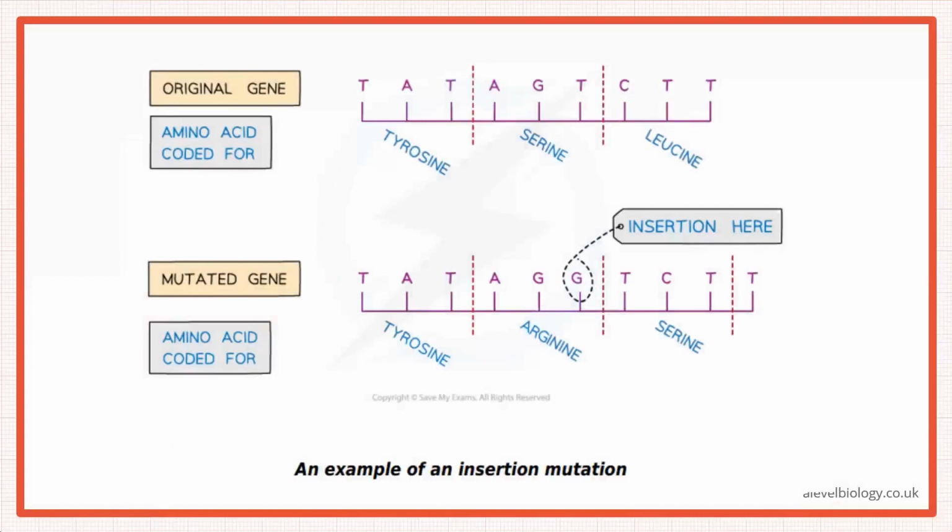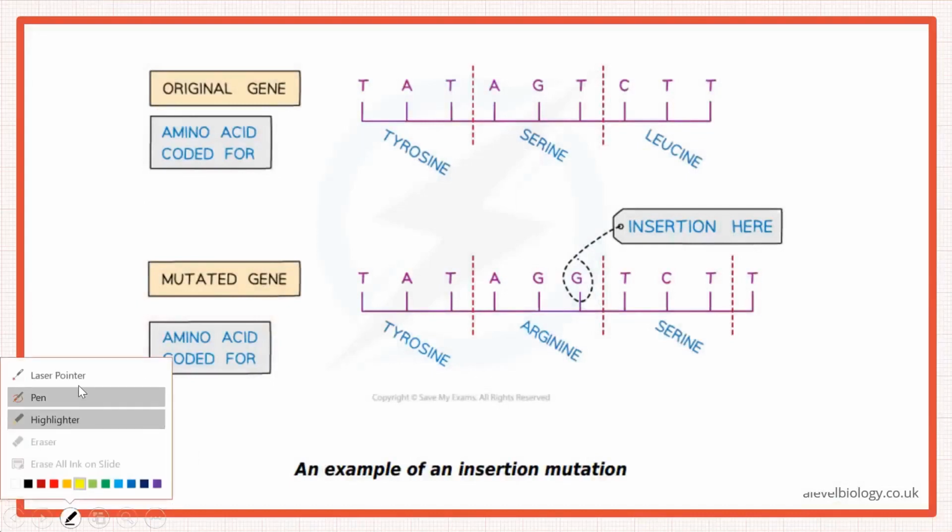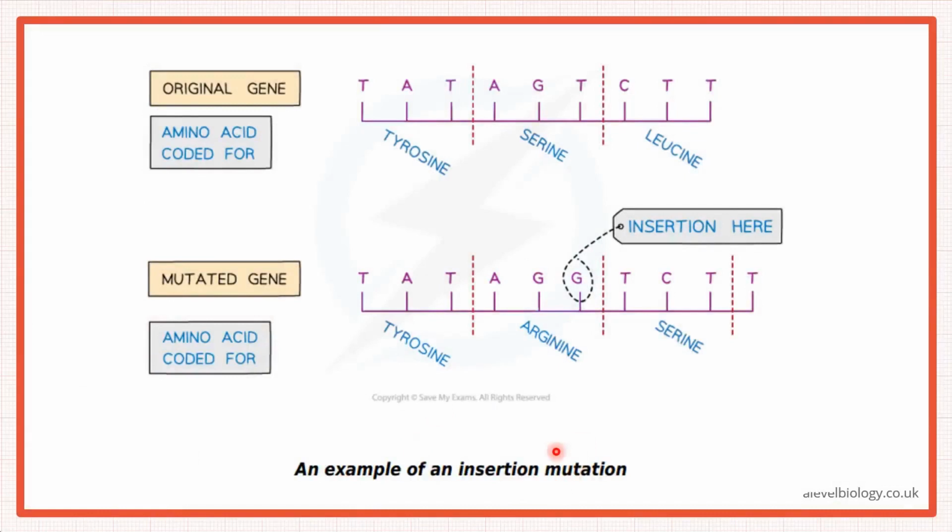All right, so here we are looking at one example of an insertion mutation. Here they have shown you an original gene. See, we read them as triplets. TAT is coding for the amino acid tyrosine, AGT is coding for serine, and then CTT is coding for leucine. But in this case, insertion means addition of one or more base pairs. What has happened here is, in AGT, there was a T that was supposed to come, but instead of this T, we have a G, right? And this T has shifted, right? So there is a frame shift as well.